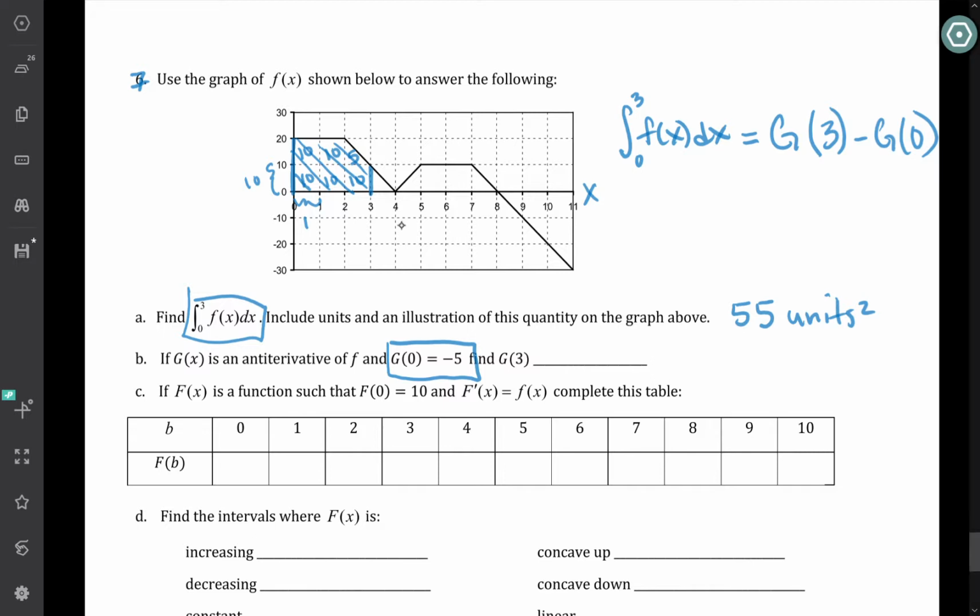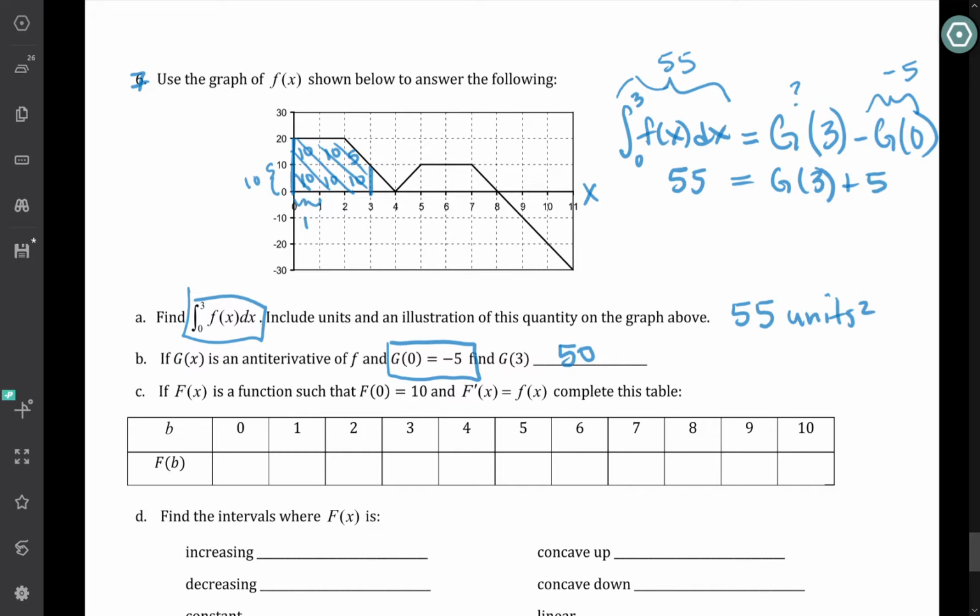We're looking for G of 3. That's what we want to know. We were given G of 0. It's -5. We also just figured out that the integral from 0 to 3 of f of x is 55. So we actually know that 55 is equal to G of 3, and then it's minus a negative, so plus 5, which means G of 3 should be 50.